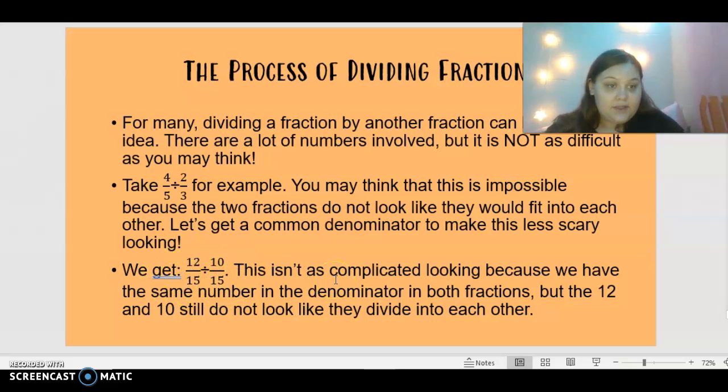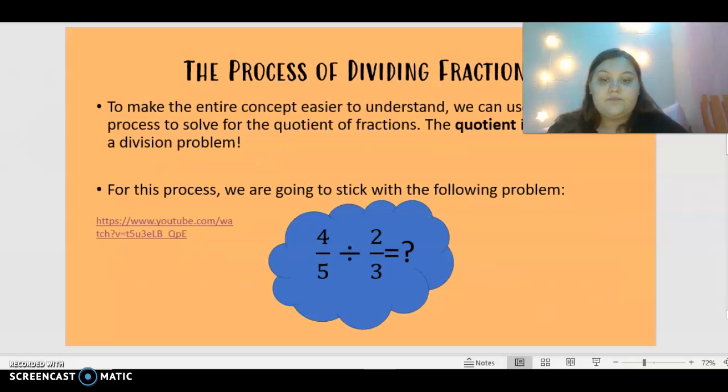Now it's not as complicated looking because we have two numbers that are in common, but you may still question that 12 cannot be divided by 10, right? Well, this is where our new process comes in. I want you to write down any notes, any questions you have at this point so that you can ask them at the end, or go ahead and ask them now. Any questions you have? Okay, let's move on.